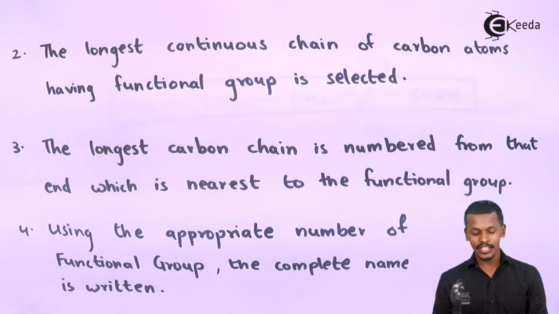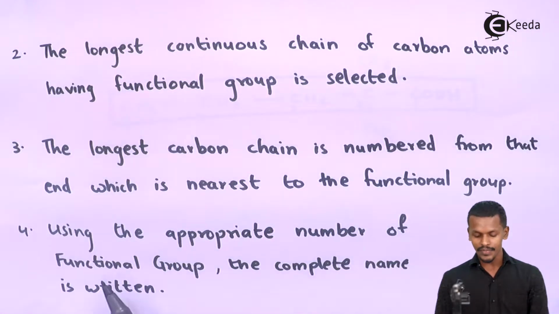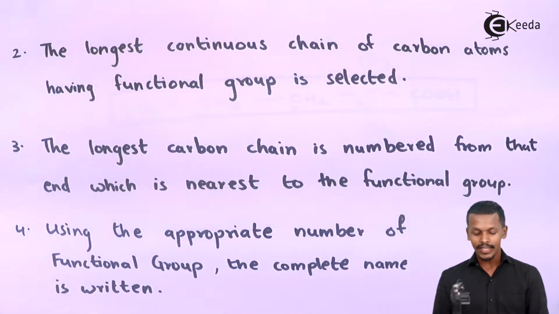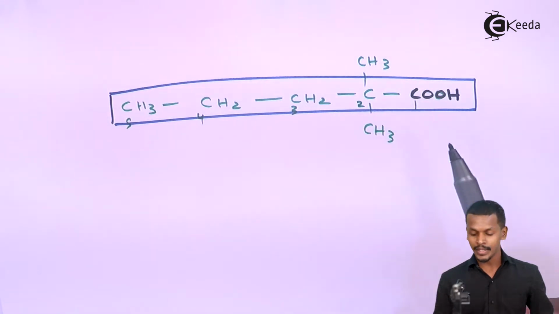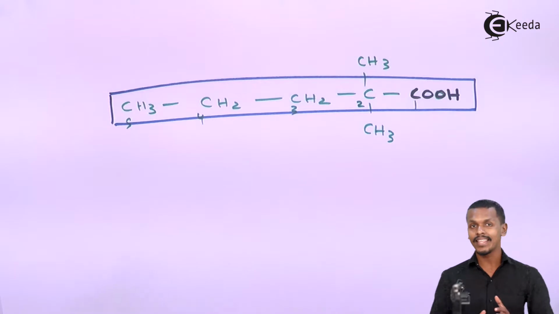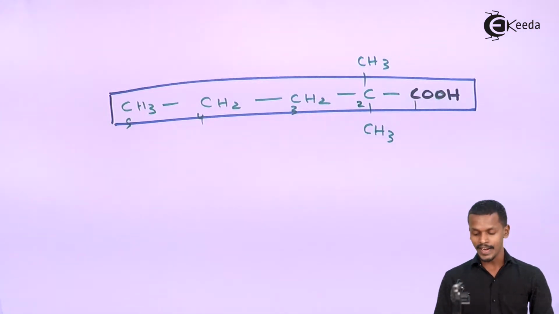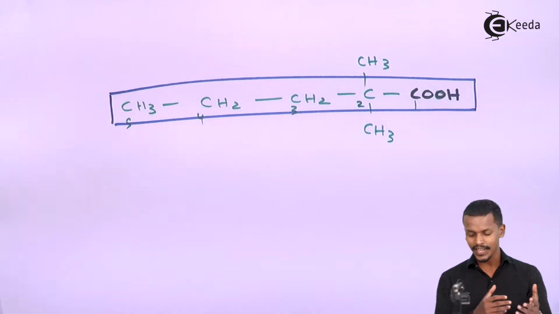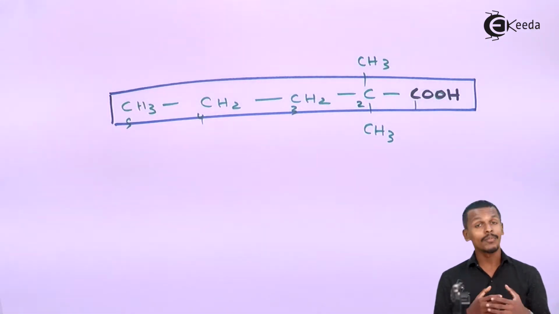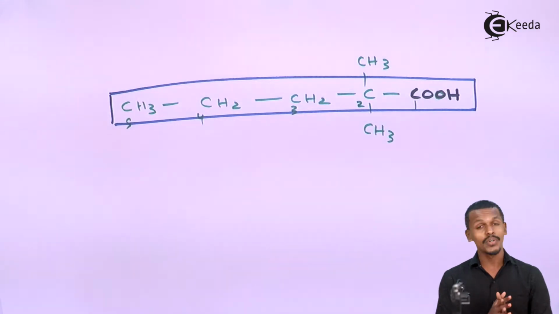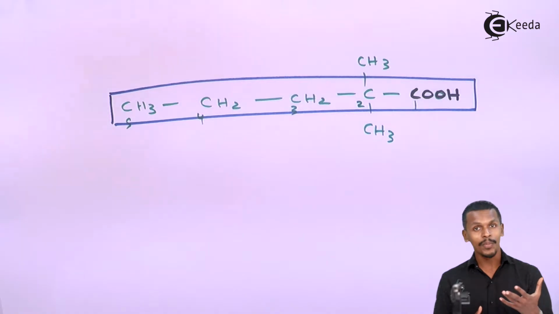Now talking about the next point, that is using the appropriate number of the functional group, the complete name is written. The appropriate number has been mentioned over here in this case, and by using this we can write the complete name of this organic compound. Since the substituents are attached on the second carbon atom, as you can see, and both the substituent groups are CH3 groups, the name of this would be 2,2-dimethyl.